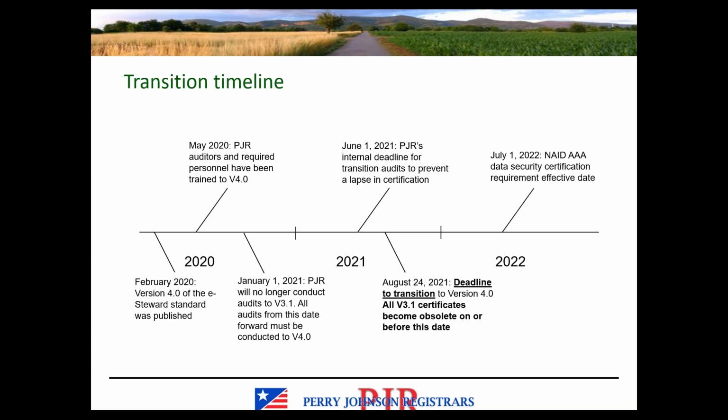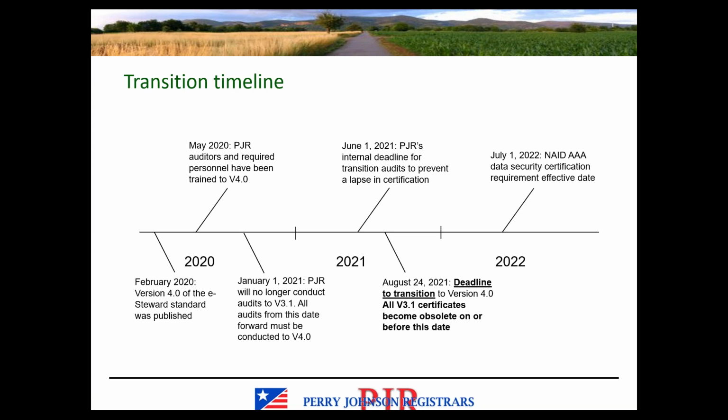After January 1st, PJR will no longer conduct audits to version 3.1. And June 1st of 2021 is our internal deadline for transition audits to occur to prevent a lapse. That's a guarantee of no lapse. We can close out those activities within that time frame, so you don't have a lapse if you have your audit before June 1st. August 24th, 2021 is the overall deadline to transition. All existing version 3.1 certificates will become obsolete on or before that date.